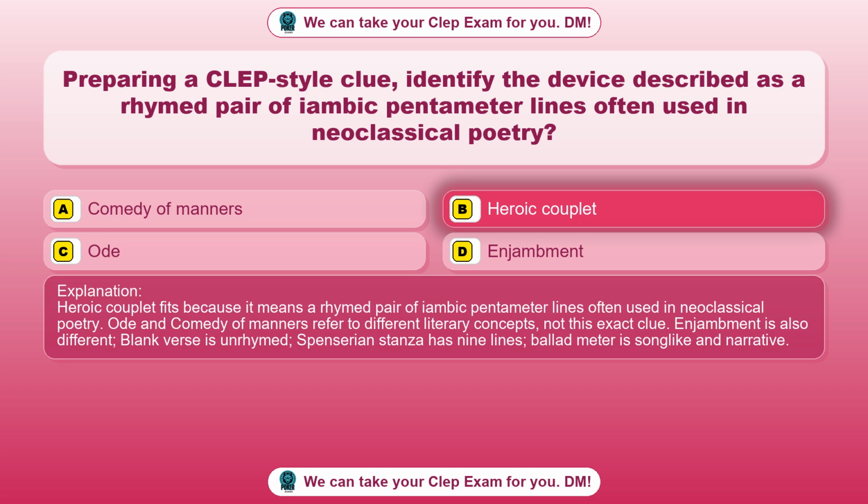Heroic couplet fits because it means a rhymed pair of iambic pentameter lines often used in neoclassical poetry. Ode and comedy of manners refer to different literary concepts, not this exact clue. Enjambment is also different, blank verse is unrhymed, Spenserian stanza has 9 lines, ballad meter is song-like and narrative.